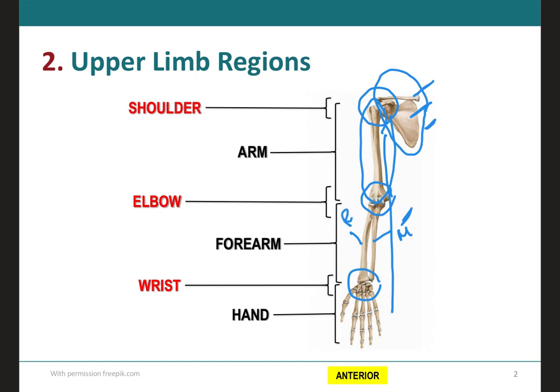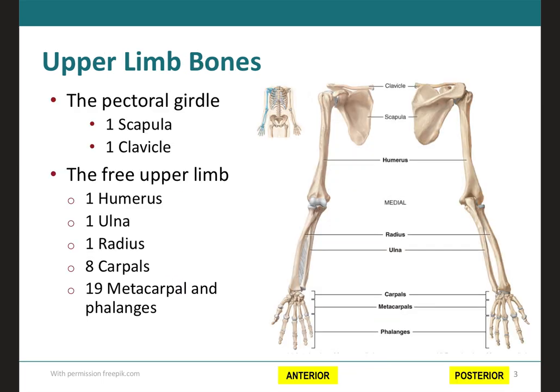However, you may not refer to all these bones as the arm, because the arm is made up of just the humerus, whereas the forearm is formed by the radius and the ulna. So every time we talk about arm from now on, we're referring just to the humerus. Now here we can see how many of these bones we have.